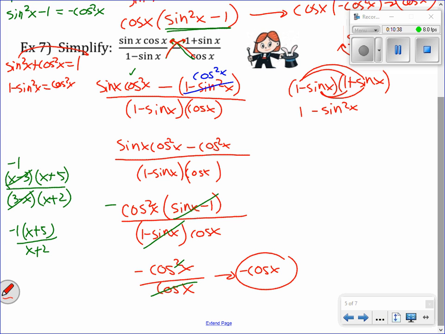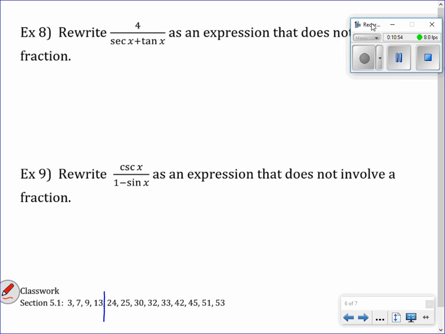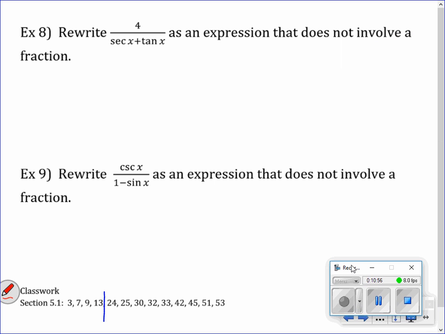So who knew that this mess right here would turn into just negative cosine? All right, so let's do one more, I think we have time for. Okay, then we'll finish the last one in class. All right, so rewrite this expression, 4 over secant plus tangent, as an expression that does not involve a fraction.